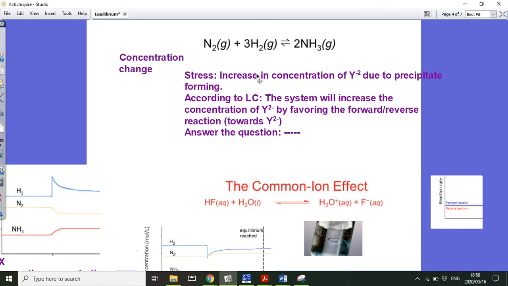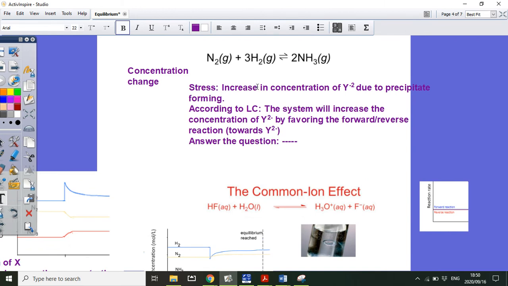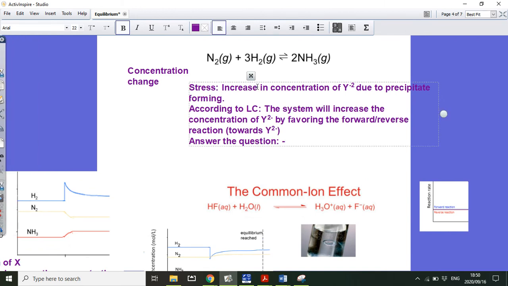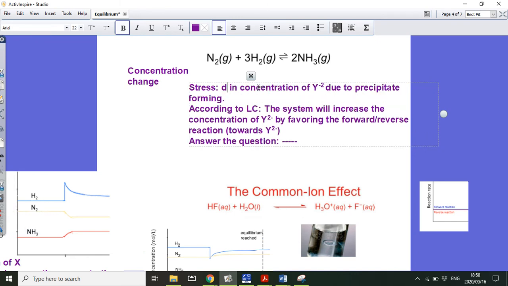So if you say that the stress is a decrease in the concentration of any ion, and the only reason why those ions decreased was because of a precipitate forming, say that: decrease in the concentration of those ions due to a precipitate forming, and therefore the system will increase those ions by favoring either the reverse or the forward, wherever those ions are, but towards those ions. And then you answer your question.